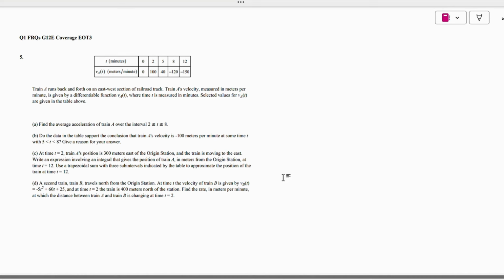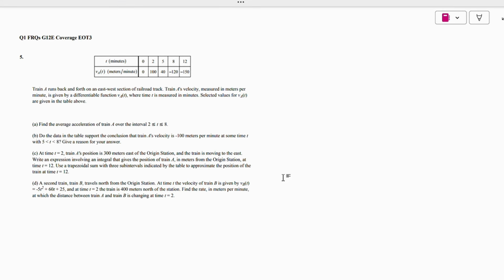In this video, I will be solving question number 5 from the first file of the free response questions. So let's begin. Train A runs back and forth on an east-west section of railroad track. Train A's velocity measured in meters per minute is given by a differentiable function VA of t, where t is measured in minutes. Selected values for the velocity are given in the table above.